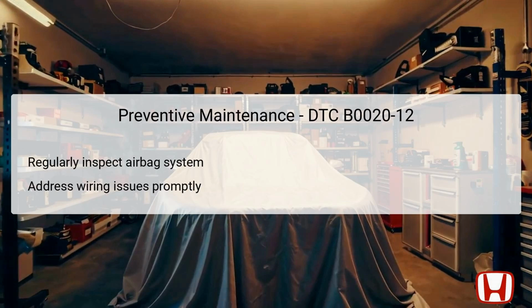To prevent the recurrence of issues similar to DTC B0020-12, regular preventive maintenance of the airbag system is essential. This includes inspecting the driver's side airbag and its wiring connections during routine service intervals. Technicians should be vigilant for signs of wear, corrosion, or any potential damage that could lead to electrical shorts or circuit failures. Any issues discovered should be addressed immediately to maintain vehicle safety and functionality.